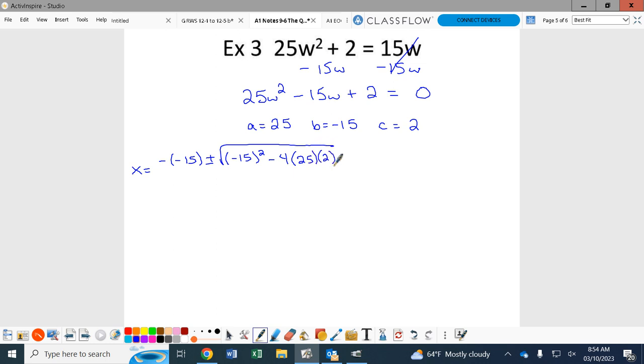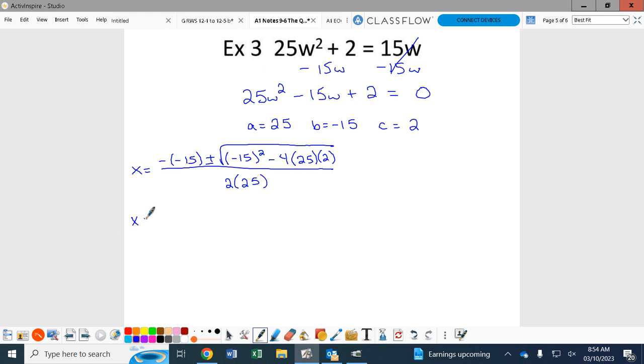Guys, you'll have the formula, but I'm telling you, if you know the formula, it's much easier to fill it in. Notice I don't even think about it because I know the formula. The opposite of b plus or minus square root of b squared minus 4ac all over 2a. I know it in my head. I was made to learn it. You will do better if you memorize this formula. It's easier to fill in. All over 2 times a, which is 2 times 25.